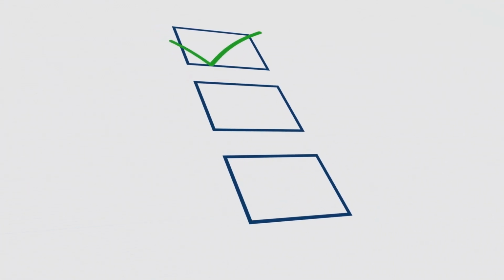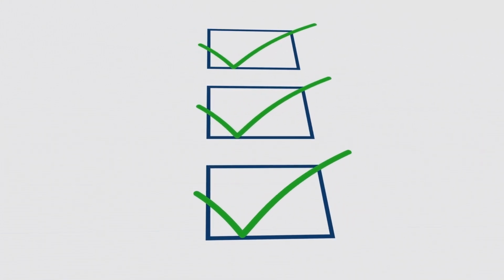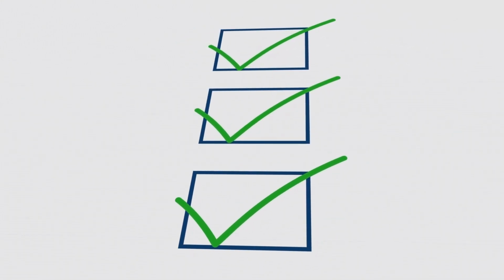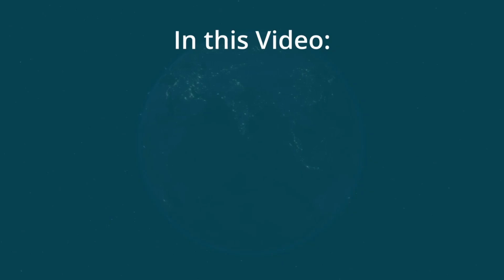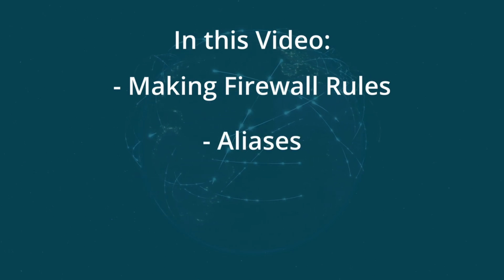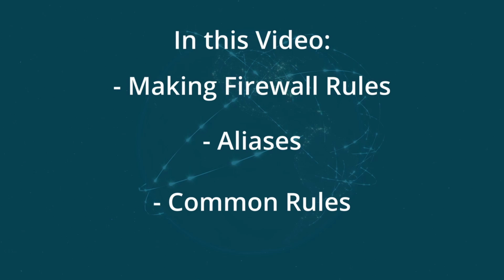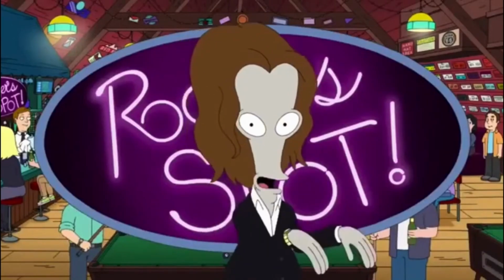So at this point, you should have an Opnsense firewall installed and running with a new user other than root. You should have DHCP and DNS working on your local network. We're going to look at the following in this video: making firewall rules, making aliases, and some common firewall rules that I personally use. So without further ado, let's dive on in.